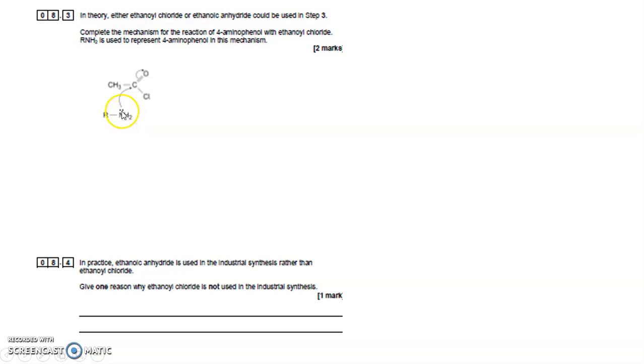So it attacks the lone pair of electrons on the N, attacks the C, and the double bond breaks and goes on to the O. The next stage is that the NH2R bonds to that C. So I've got now a bond where the N has used its pair of electrons to bond to the C. The electrons from the double bond have gone on to the O, so now it's got a single bond.